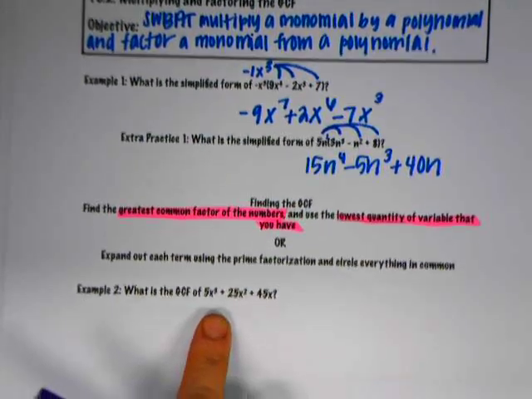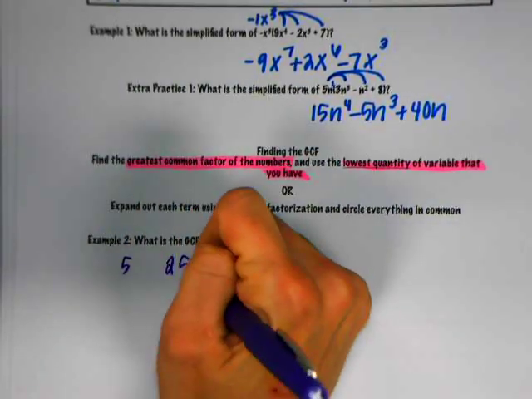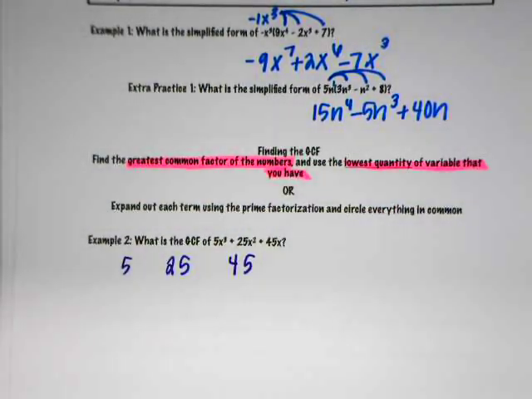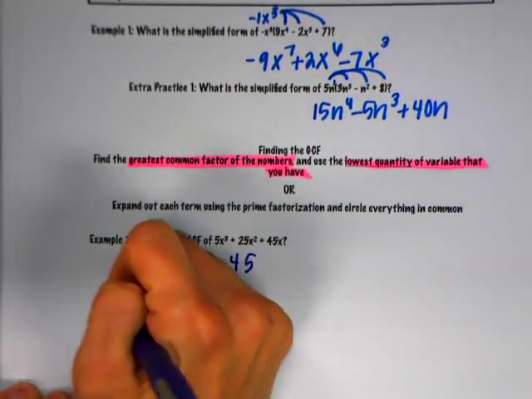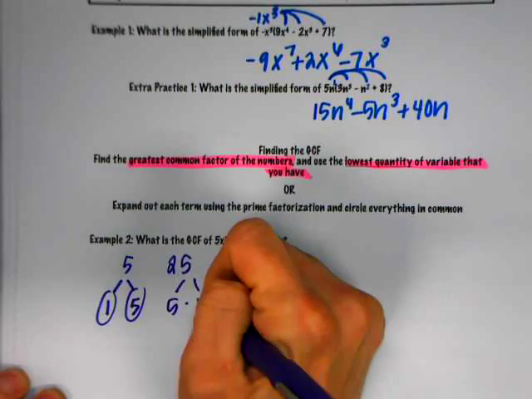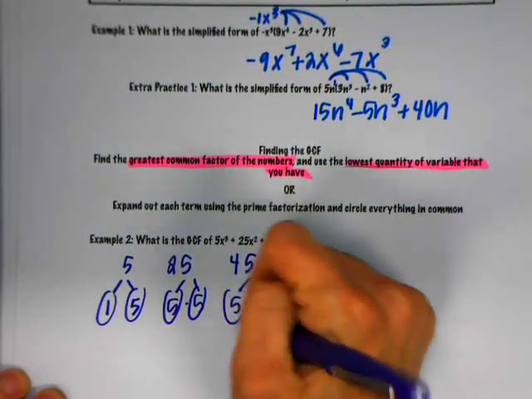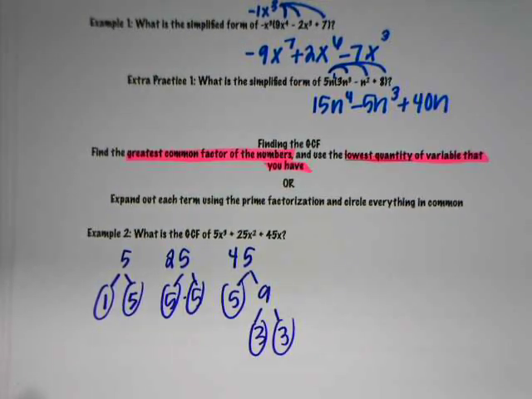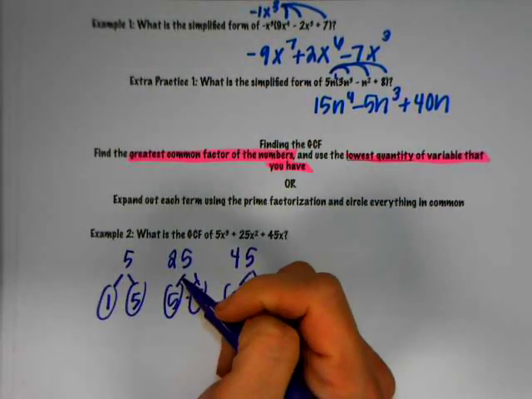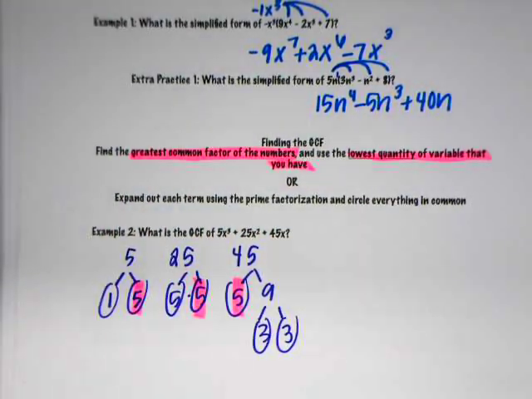So whenever you are doing GCF, after you already have your answer for the numbers, you're trying to find the biggest number they're all divisible by. So I have 5, I have 25, and I have 45. One way that you could do this is you could do a factor tree. So you could break this into 1 and 5. This would be 5 and 5. And then 45 would be 5 and 9, and then 3 and 3. So then figure out what they have in common. Yep, they all have a single 5 in common, right? So that would be your GCF.